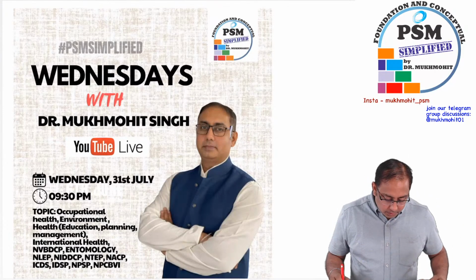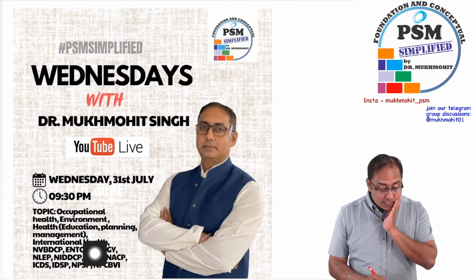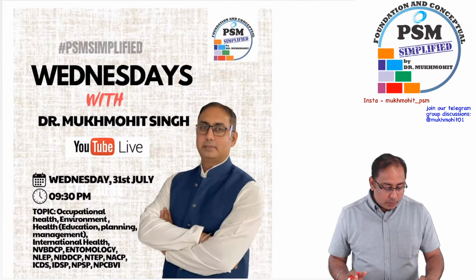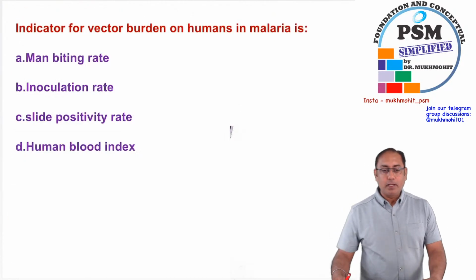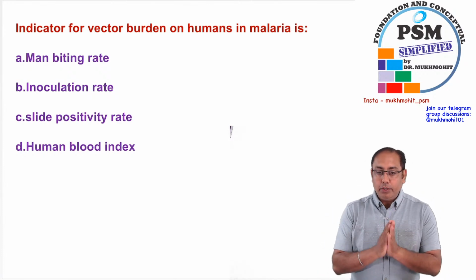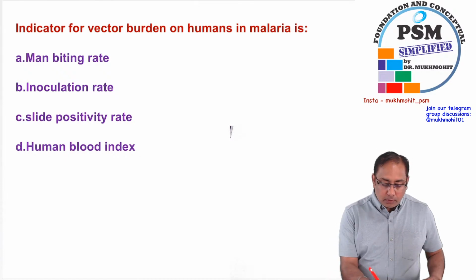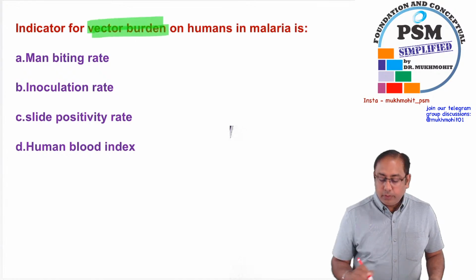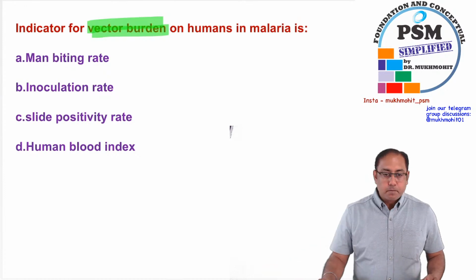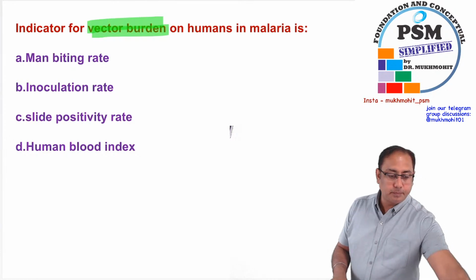Let us take on. So today, beta, we are going to talk about these important topics, that is occupational health, environment, management, health planning. Any doubts you have, you're very welcome to ask. Let us go with question number one. The indicator for vector burden on humans in malaria is, what do you want to say? So you want to talk about vector burden on humans. What is the indicator?